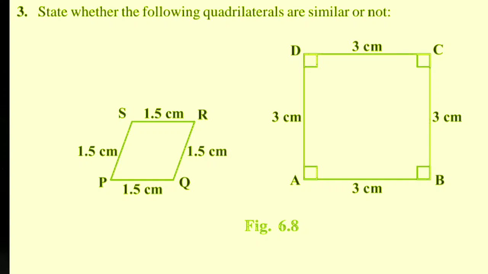In the square each angle measures 90 degrees, but in the rhombus it's not. So the shapes need not be similar. Okay, this finishes exercise 6.1. Now we move on to the topic similarity of triangles.